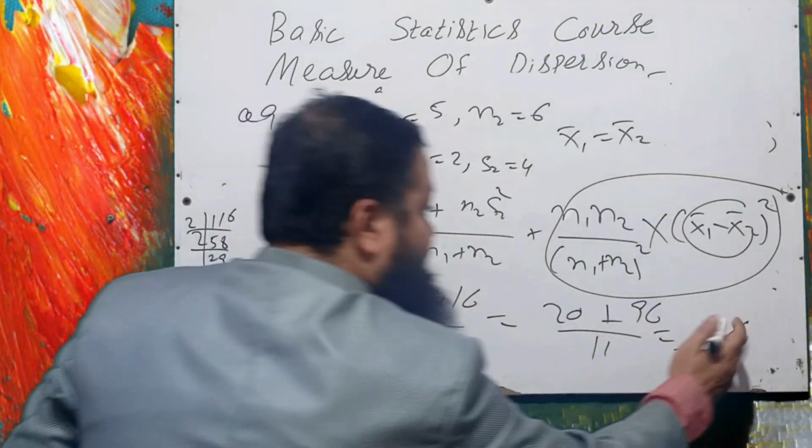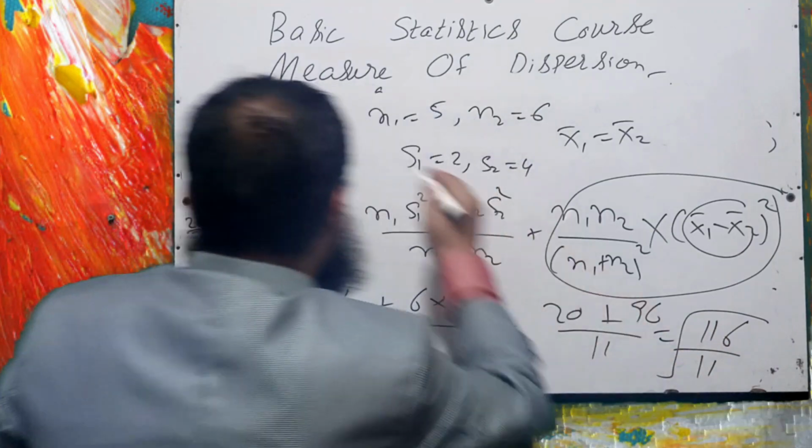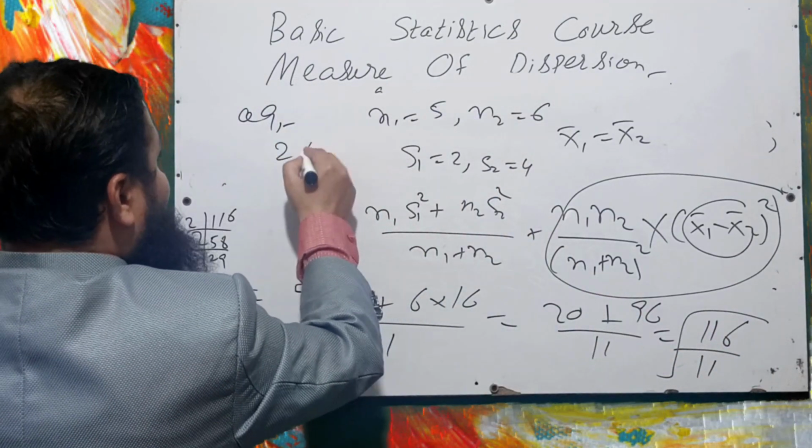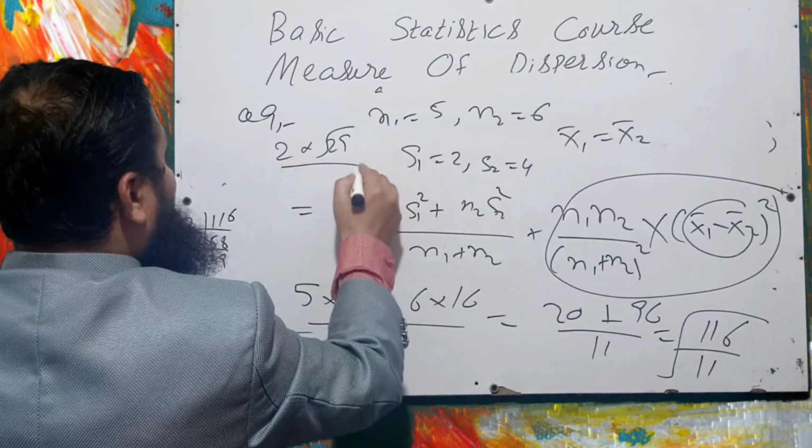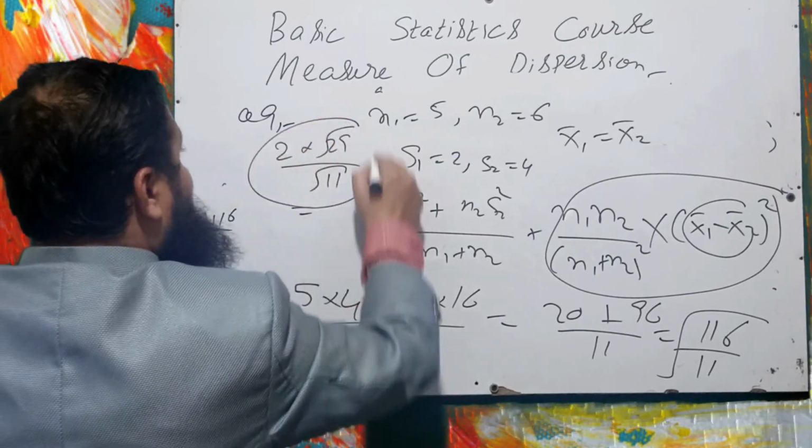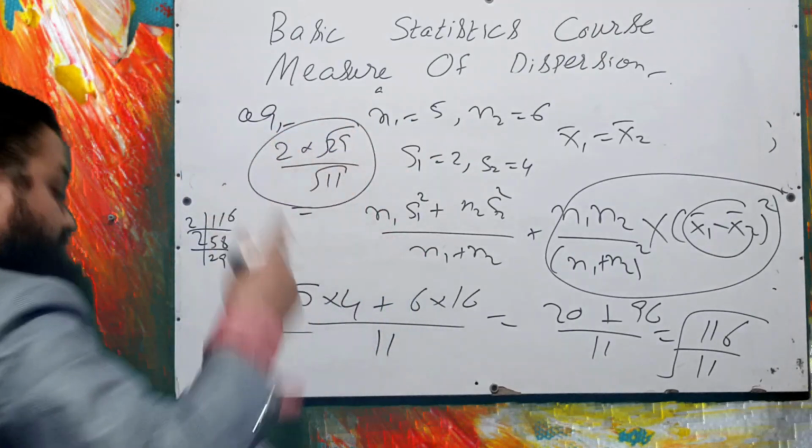Now at the end you will take the square root of this 116 over 11, and that will be equal to 2 under root 29 over 11 under root. That will be the standard deviation, and that will be the correct option in the exam.